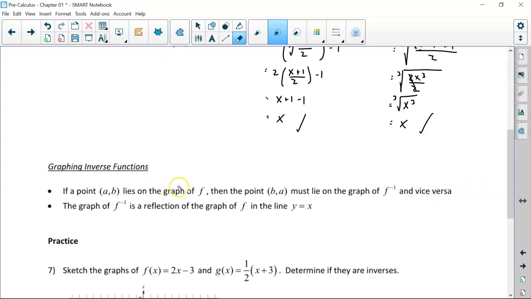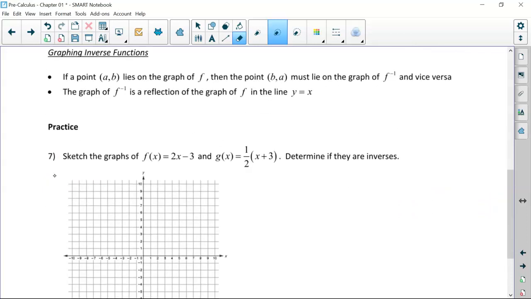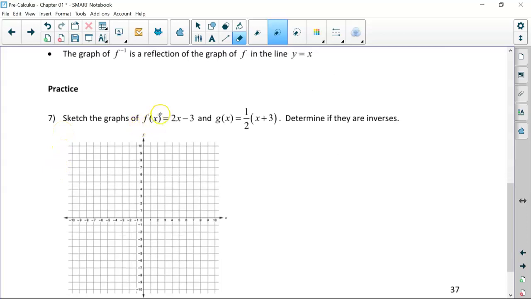Now when we graph our inverses, once again, we can switch the inputs and outputs. And I'll show you what happens when we graph these. So if we graph f of x equals 2x minus 3. So 2x minus 3, the slope is 2, and the y-intercept is at 0, negative 3. So 0, negative 3, up 2 over 1.